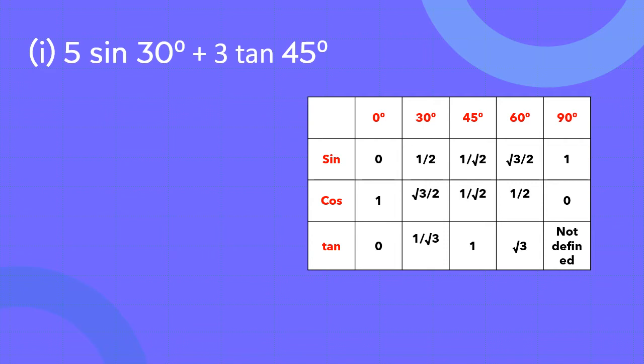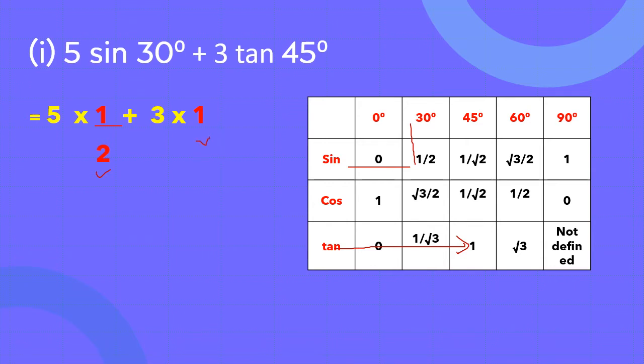Now 5 sine 30 plus 3 tan 45. So what will come in the first equation? 5 we will write as it is, and sine 30. So let us check what is sine 30 in this table. If I look here, this is sine and this is 30. So sine 30 is 1 upon 2. And 3 into tan 45. So this is tan and this is 45, right? So tan 45 is 1. So I have written that here.